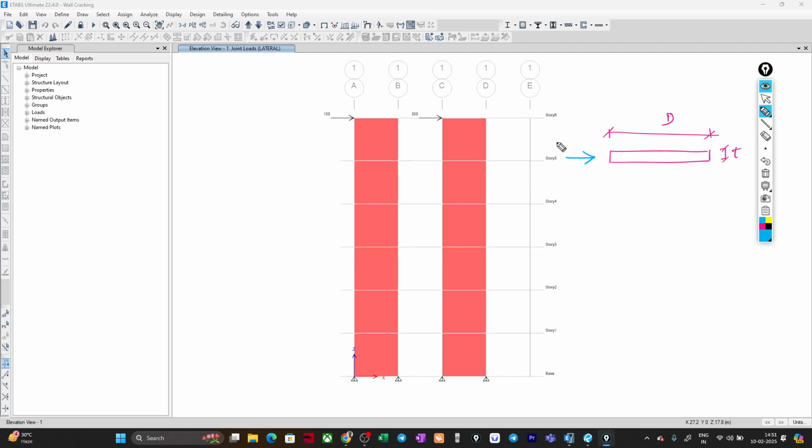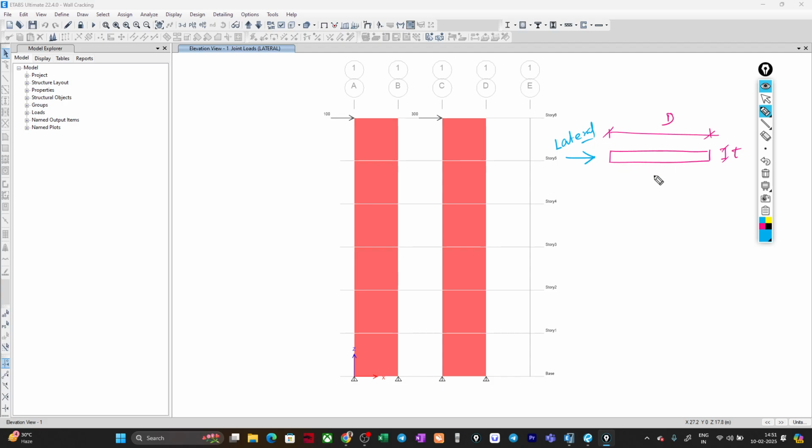Okay, this is my factored force, you can say. I would say that this is my lateral load which is applied in this direction, and this is at the ultimate level. So in this case, the moment of inertia which is responsible for resisting this particular force. This is what we provide shear walls for, actually, to resist the lateral forces mostly.